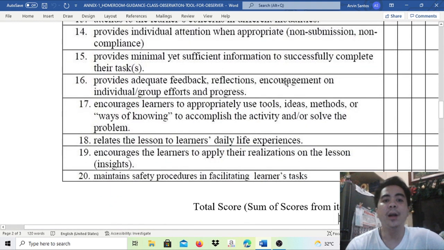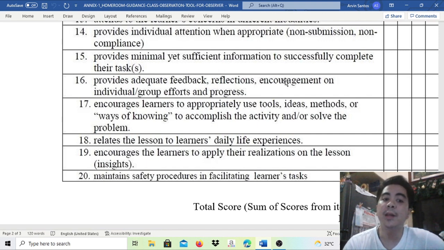17. Encourage learners to appropriately use tools, ideas, methods, or ways of knowing to accomplish the activity or to solve the problem. So, kasama din po yun. Same lang din ng other numbers. Then, relates the lesson to learners' daily life experiences. So, yung number 18 is very important on homeroom guidance.